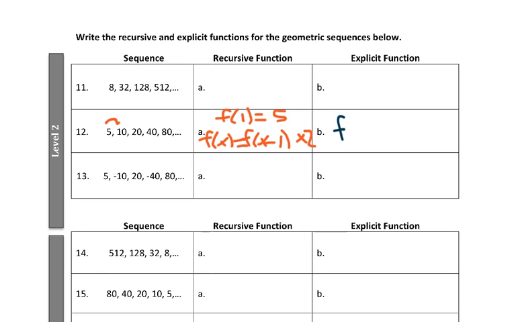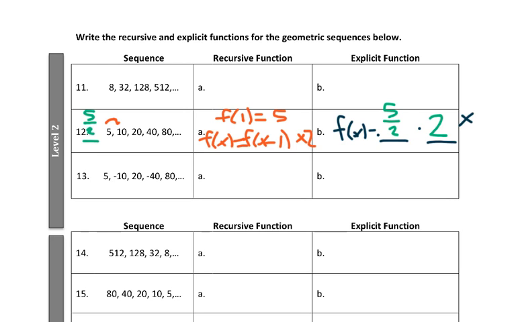Then, my explicit function is going to be f of x equals blank times blank to the x power. I know that my constant ratio is a 2. We're multiplying by 2 every time. Now I need to find my 0th number, in which I would just take 5 divided by 2. And hey, look, there's my 0th number right there, 5 halves. And 5 halves times 2 to the x power is the answer I'm looking for.